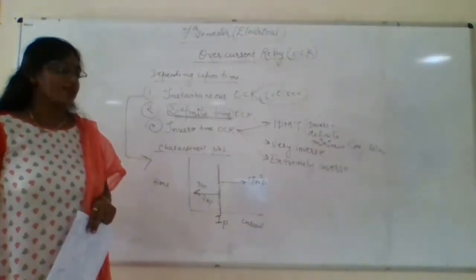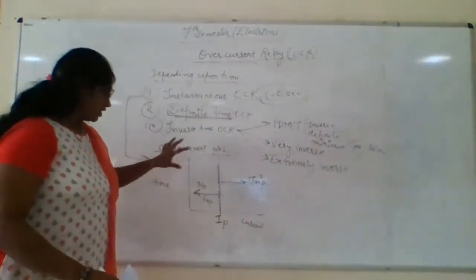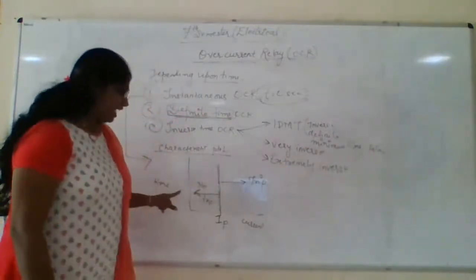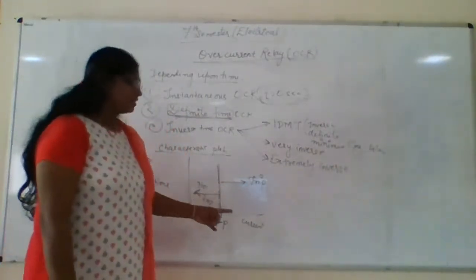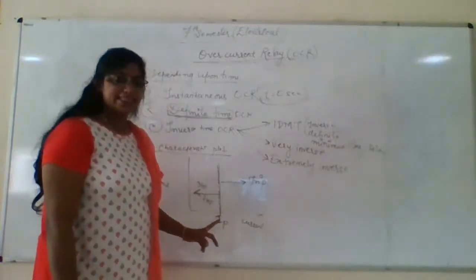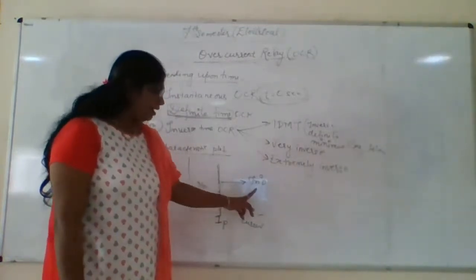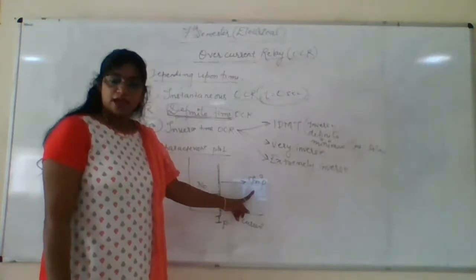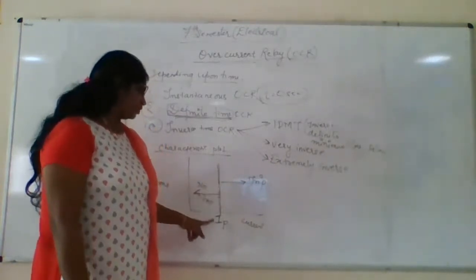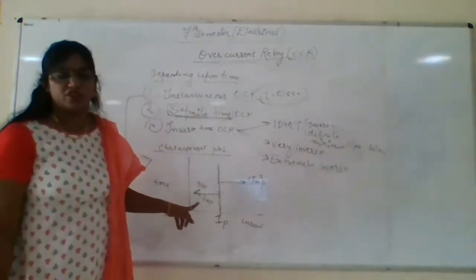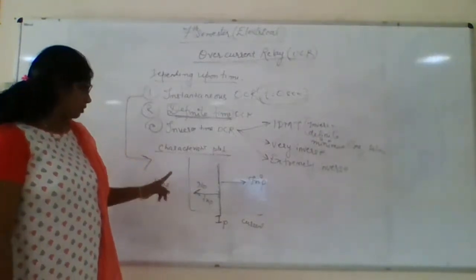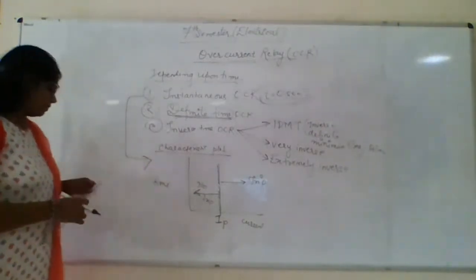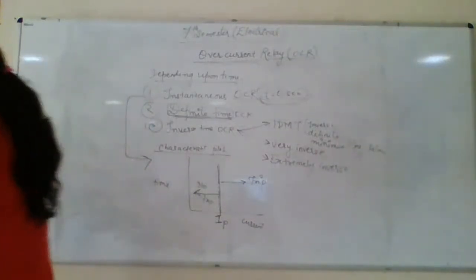I believe it is clear. Fine. So the characteristics plot is between time and current. If the current exceeds the preset value, it will trip. And if it is within that range, there won't be any tripping action. I believe it is clear. You can plot the characteristics. Fine. So again, moving further.